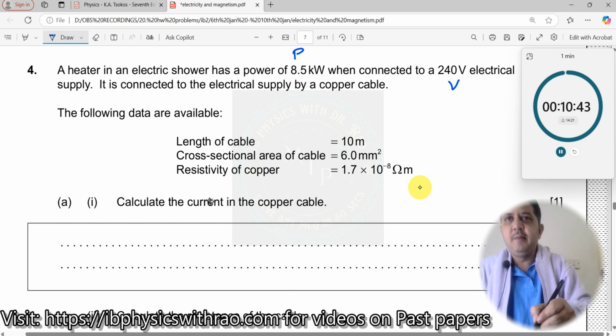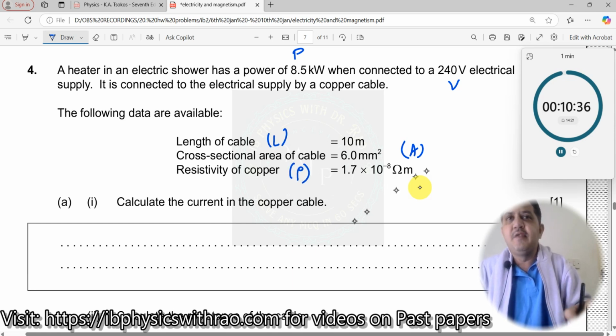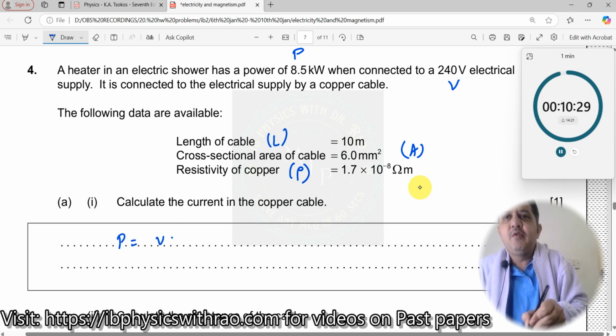The following data is available. Length is given, cross-sectional area is given, and then resistivity of copper is given. Everything is given to you. Calculate the current in the cable. So how do you calculate current? Use the formula P is equal to V into I.